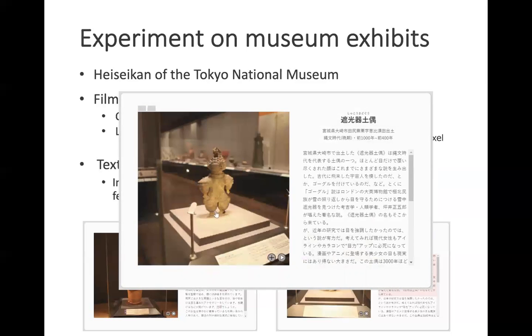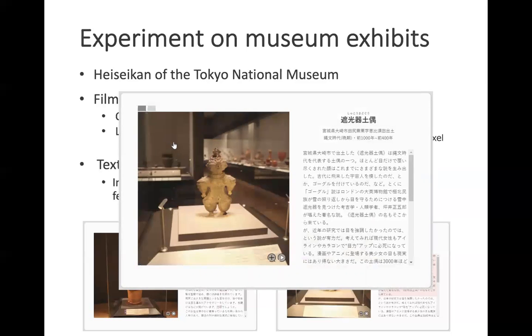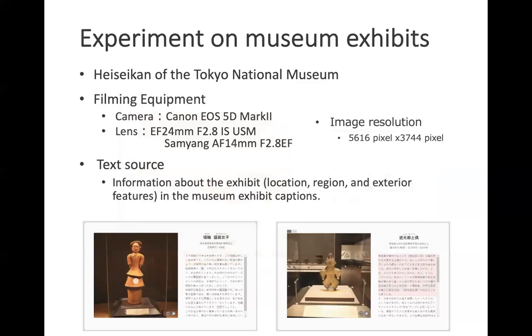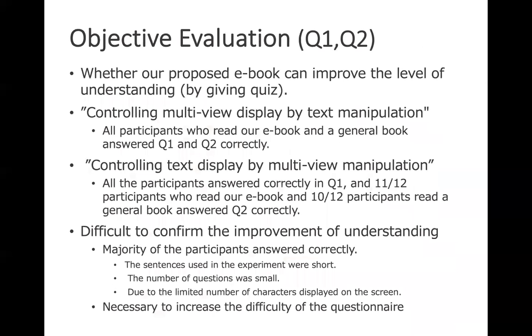And in this example, the system highlights the text to observe the view from this viewpoint. We conduct an experimental evaluation to confirm the effectiveness of our ebook. As an objective evaluation, we investigate whether our proposed ebook can improve the level of understanding by giving simple quiz Q1 and Q2.